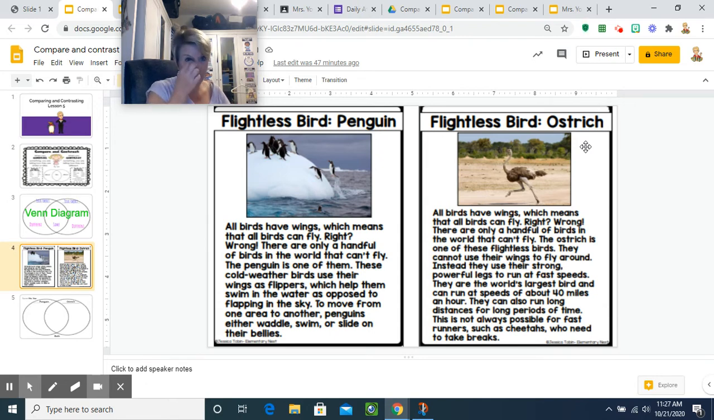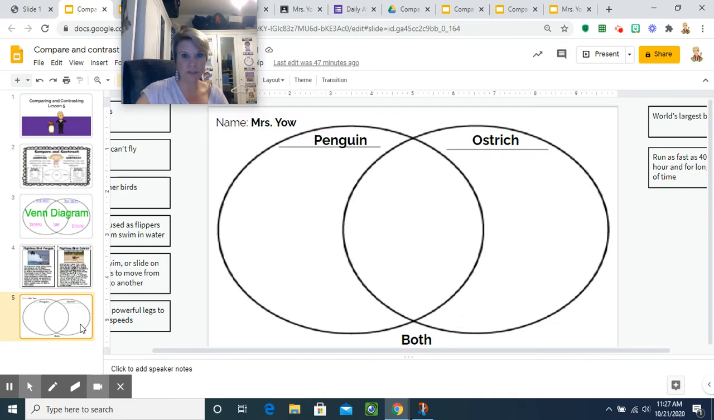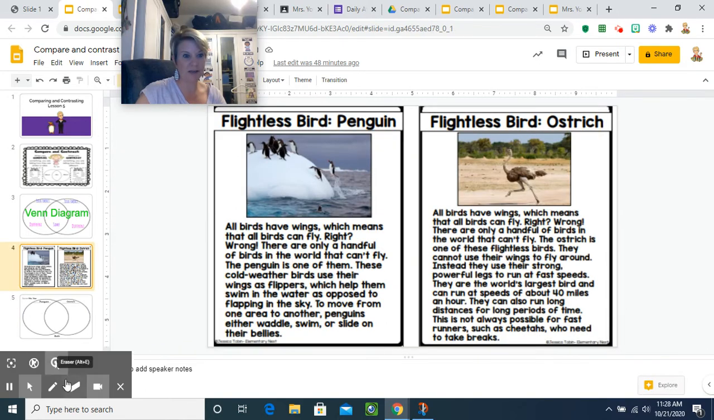All right, guys, are you ready to organize our information and to compare and contrast? To do that, we are going to use our Venn diagram. Our first story was about the penguin, and the second story was about the ostrich. So we're going to organize our information into our Venn diagram. Let's look back at our story, and Miss Yao is going to try to be a little neater today with my underlining skills. We'll see how I do.